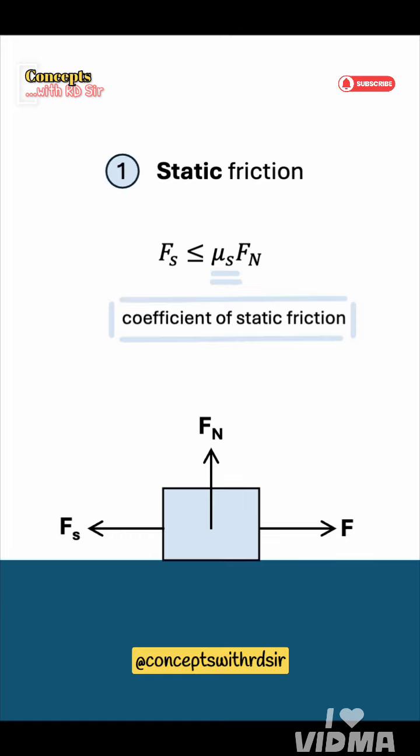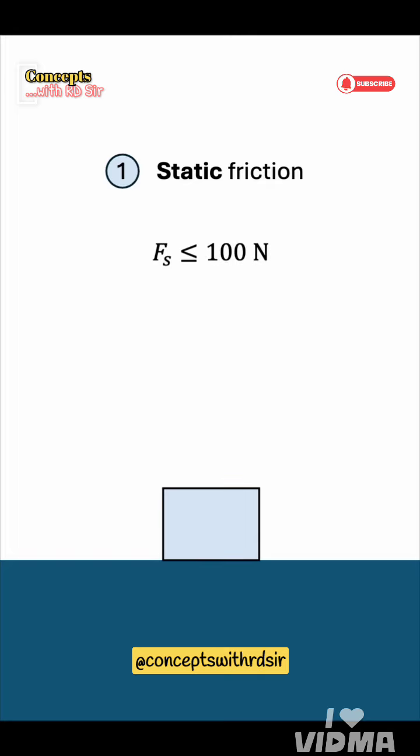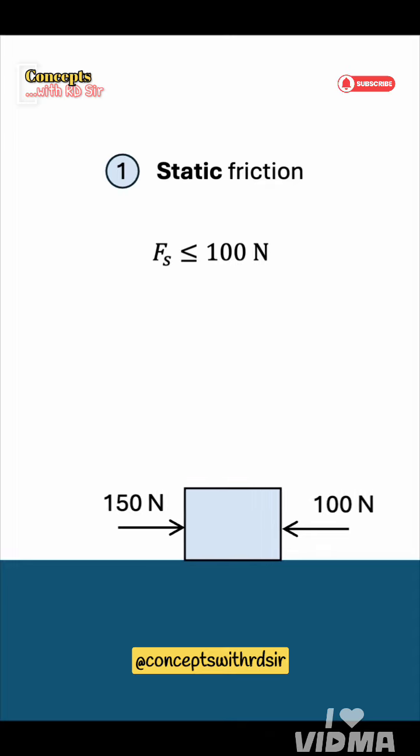For example, say μs times Fn is 100 newtons for a certain surface. If you were to apply a force of 20 newtons, the surface would be able to keep the block stationary and counteract your force with 20 newtons that opposes it. If you were to increase your force up to 50 newtons, the surface would still have no problem counteracting your force and preventing motion. Same thing holds for 95 newtons, for example. But if you were to exceed this threshold of 100 newtons, then the surface would not be able to stop motion anymore, and we would start moving.